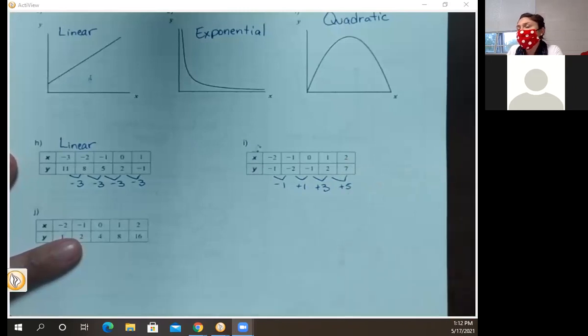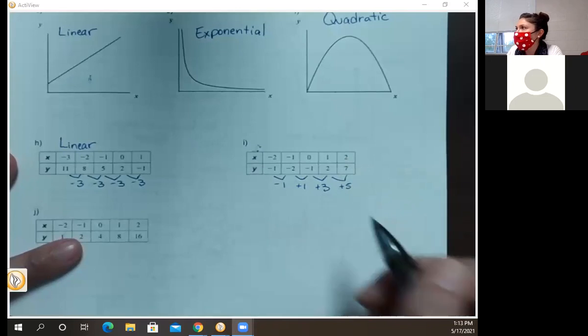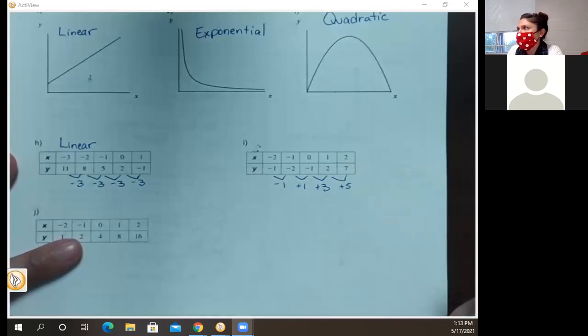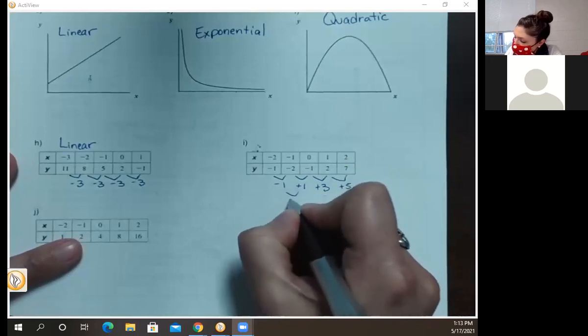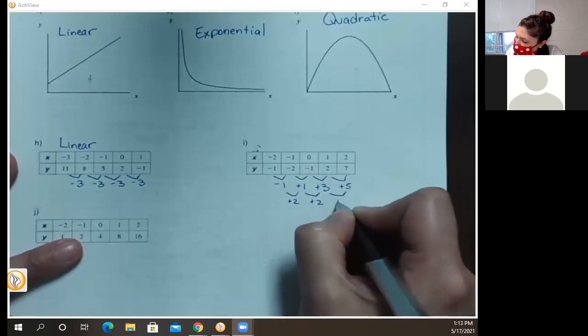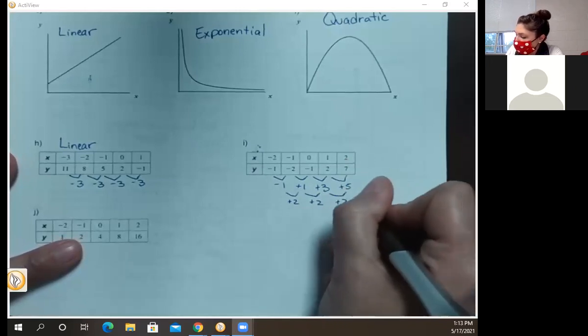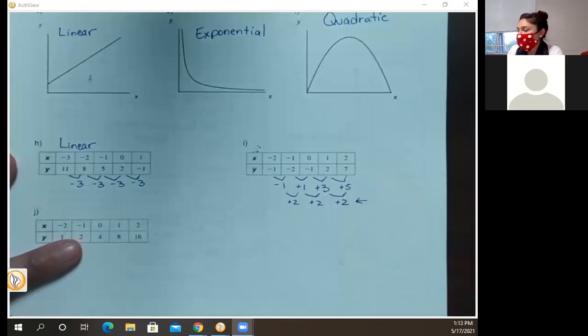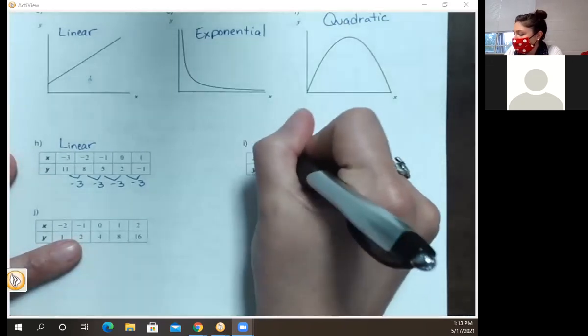So the next thing I want to check is, is there a pattern in these numbers? Yeah, I'm adding 2. To get from -1 to 1, I have to add 2. To get from 1 to 3, I add 2. To get from 3 to 5, I add 2. So since this second row is the same, that means this is a quadratic function.